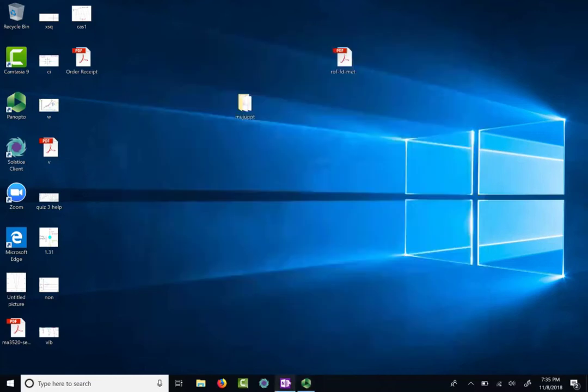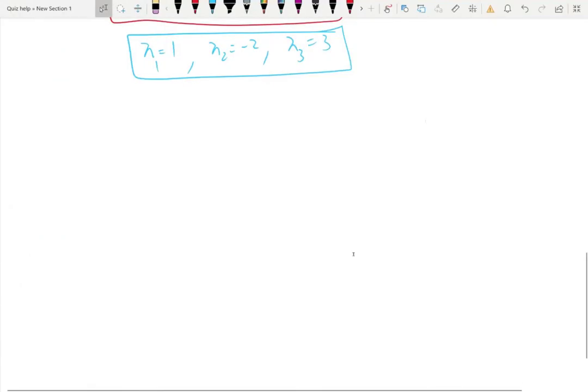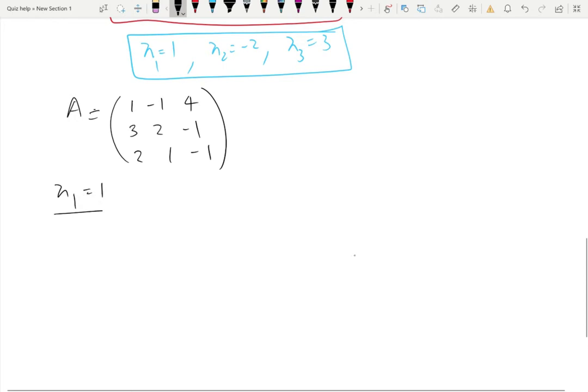Alright, so in the previous video we found the eigenvalues for example 8. Okay, so let's now find the eigenvector. So the matrix A is actually 1, negative 1, 4, 3, 2, negative 1, 2, 1, negative 1. This is what we had. Okay, first take the first eigenvalue, lambda 1 is equal to 1.